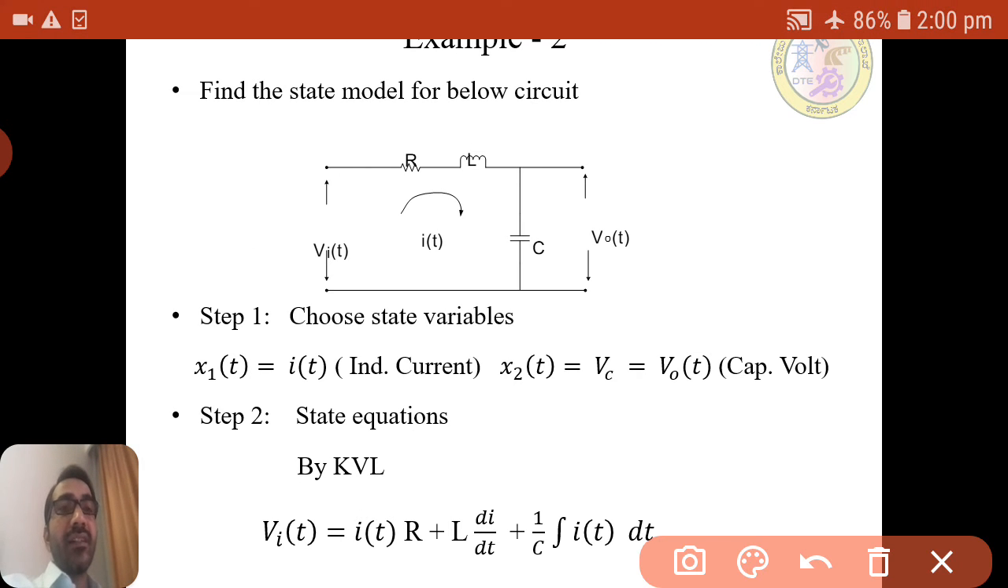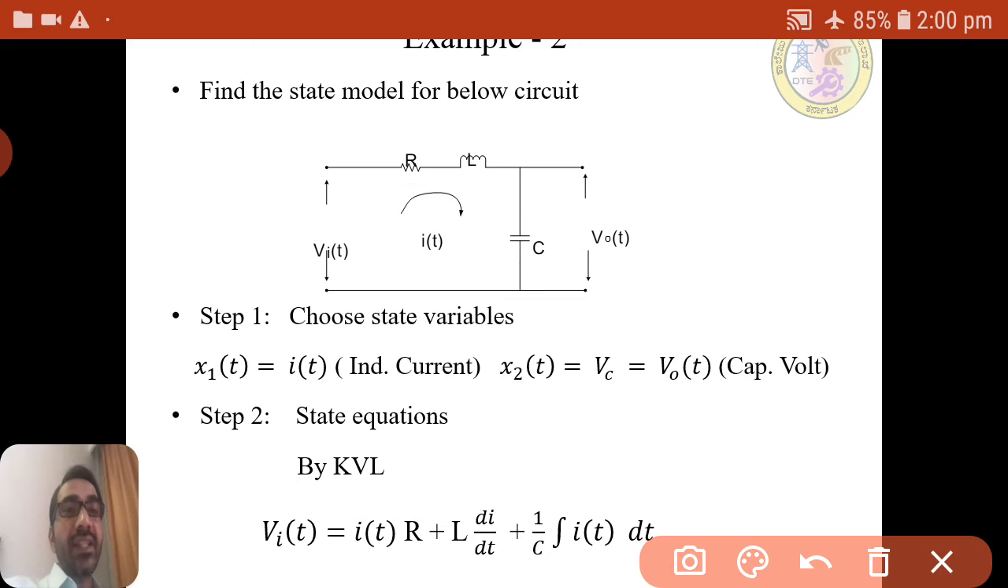So let us consider one more problem. This is in the syllabus, that we need to develop the state model for electrical systems. In the second circuit, we have considered one resistor, an inductor and one capacitor. In the earlier circuit there were two loops, but here it is only one loop.